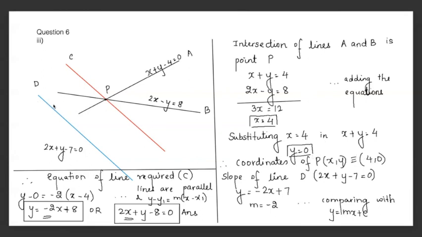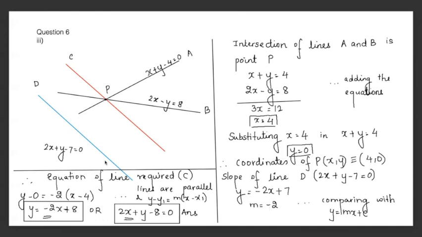Then there was a line which I've indicated in blue, whose equation was given as 2x plus y minus 7. The line whose equation we are required to find is the one in red. As you can see, the red and the blue lines are parallel to each other, so they will share the same slope. So in the next part of the question, we had to find the slope of this line, 2x plus y minus 7, and that was minus 2 by comparing it with y is equal to mx plus c.